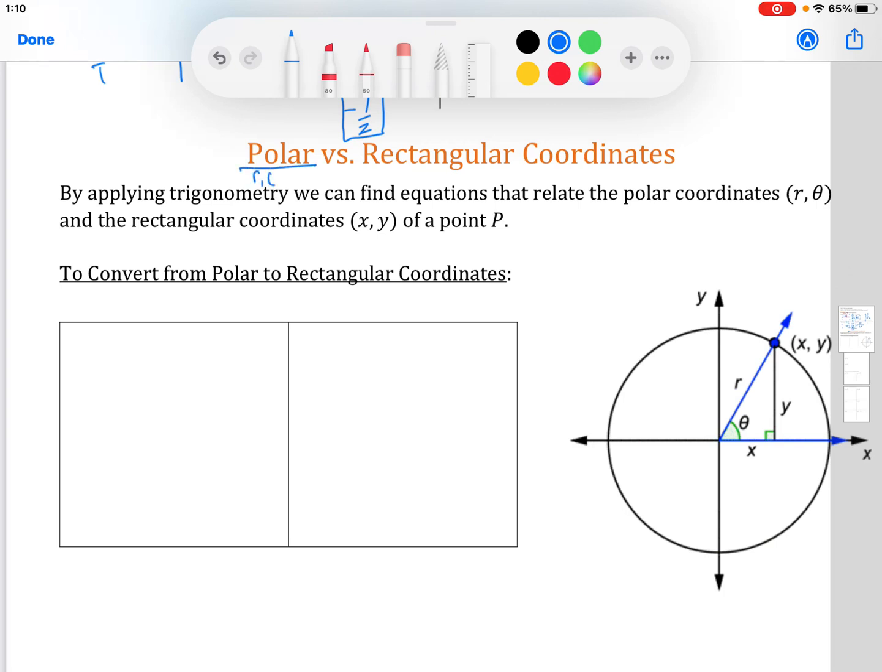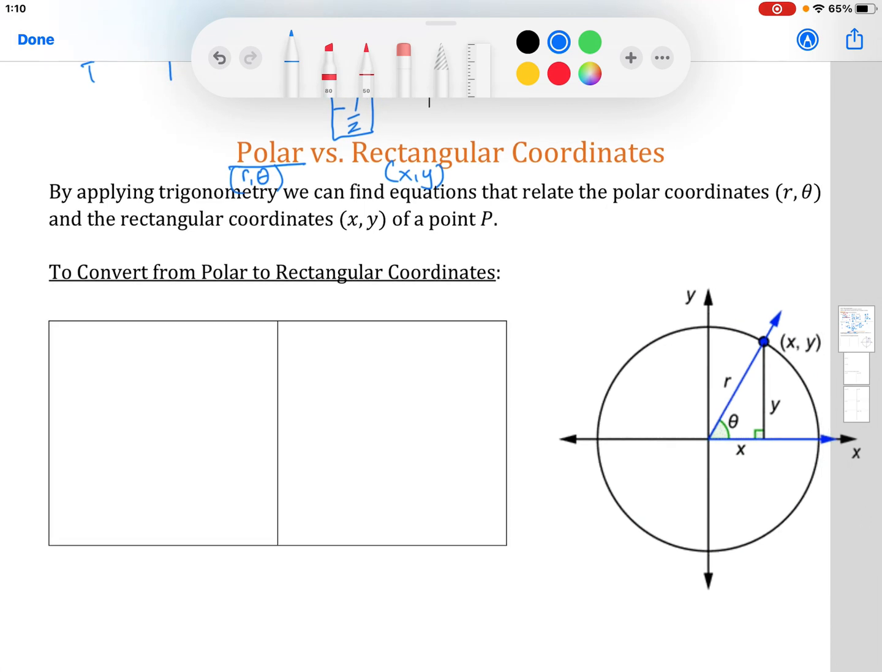Okay, so polar versus rectangular coordinates. Remember, your polar coordinates are written as r comma theta, and your rectangular coordinates are x comma y. How do we convert polar to rectangular? So you will be given something as r comma theta and you want to write it as x comma y. So by applying trigonometry, we can find equations that relate the polar coordinates to the rectangular coordinates of a point P.